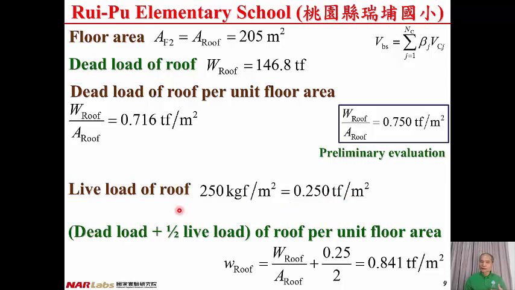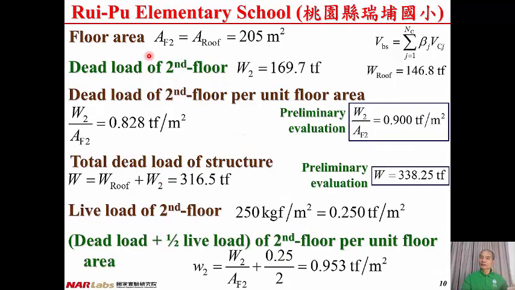And under earthquake, there may not be 100% live load. There may be only 50% or half of the live load. Therefore, dead load plus 1/2 live load in order to calculate the design actual force of a column of the roof. The dead load plus 1/2 live load of the roof per unit floor area, small w roof, equal to capital W roof divided by capital A roof plus 0.25 divided by 2, only half of the live load, equal to 0.841 ton force per meter square.